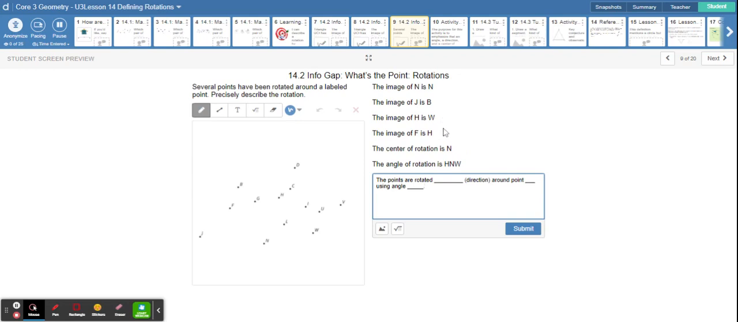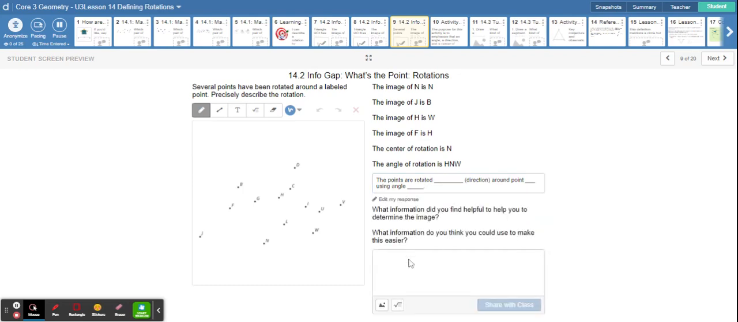So try to use this information to help you determine the pieces that are missing, and then this is how you'll structure your description of your rotation. And you're going to submit that. Feel free to answer this question about what made it easier, what would make it easier. And then you're going to go ahead and move on to slide 10.